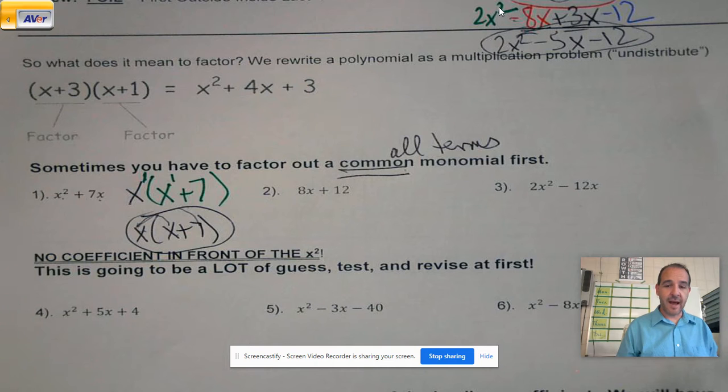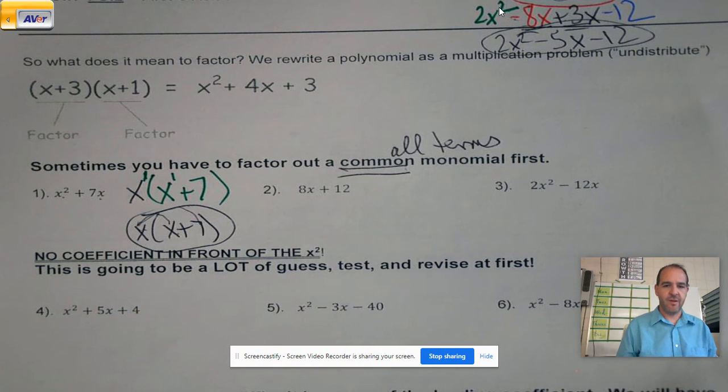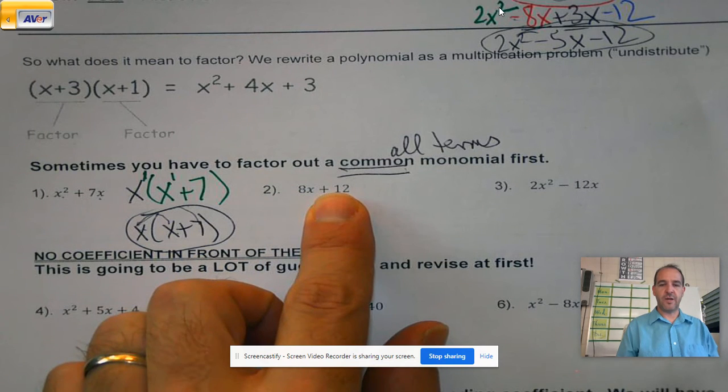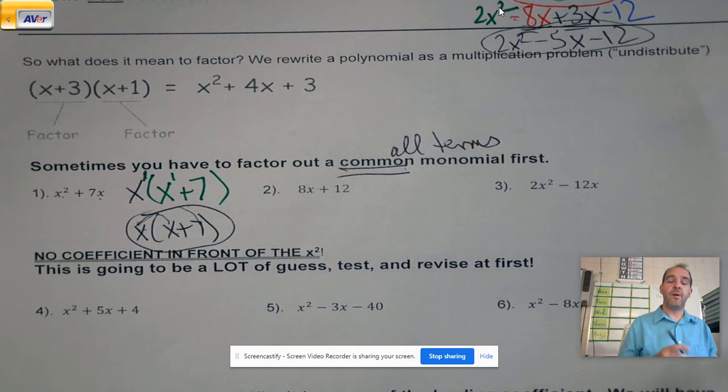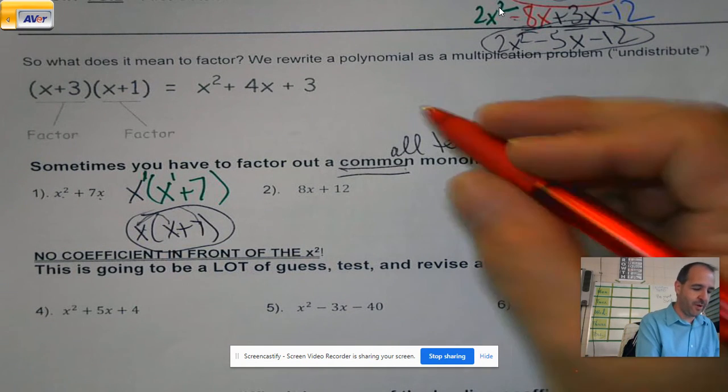Now, is it always going to be that obvious? No. Sometimes we're going to get into something like number 2, and you're like, okay, they don't both have x, I can't take x out. Well, 8 doesn't divide into 12. What do I do? But do they have a common factor? Now, we've done this before. I'm going to show you some other options for this too going ahead here.